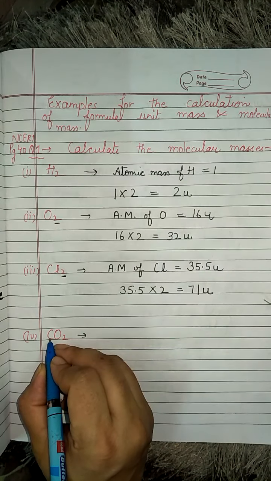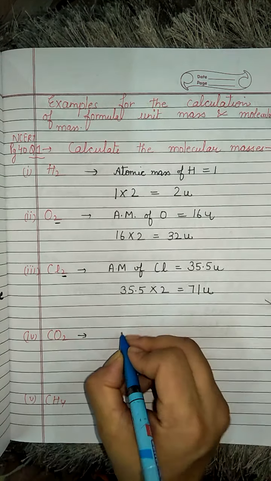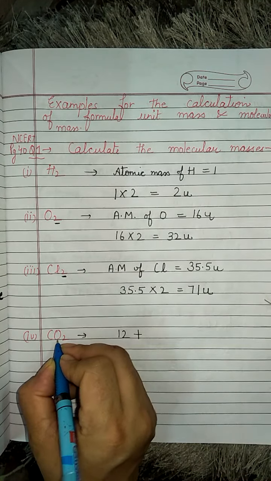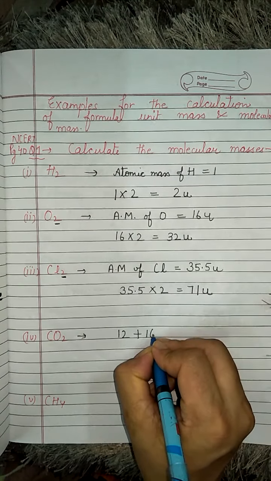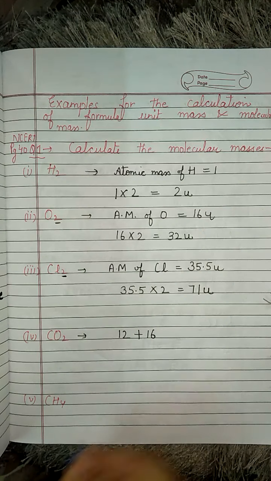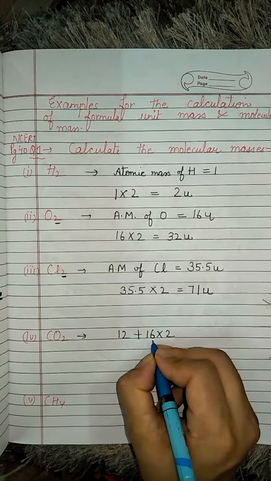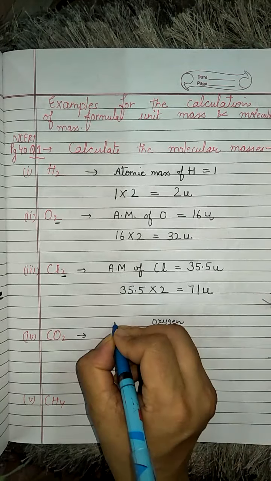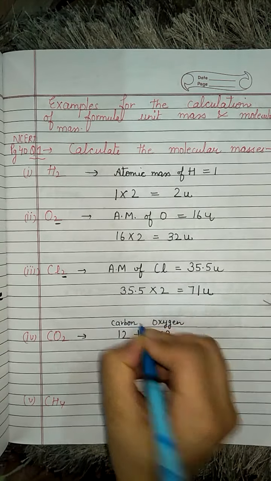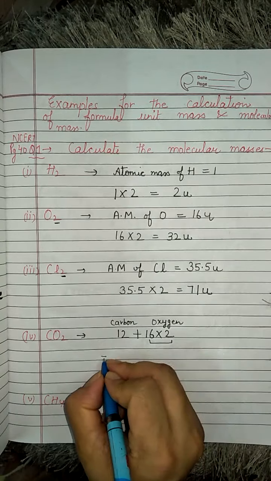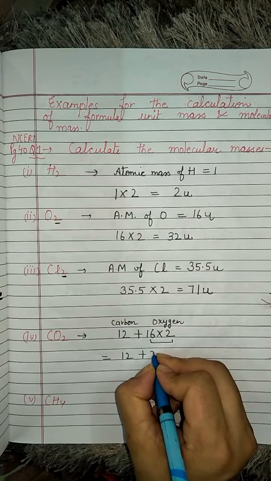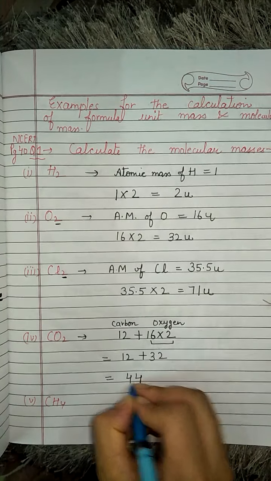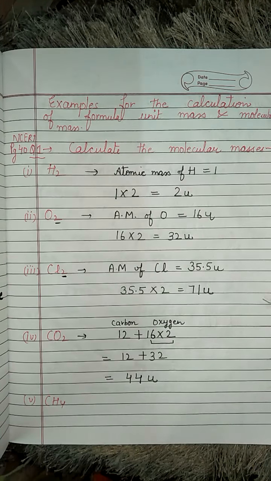Just see, atomic mass of carbon is 12 plus, next is oxygen, atomic mass of oxygen is 16. How many oxygen? Multiplied by 2. This is for oxygen and this is for carbon. When you multiply and solve it, 16 2s are 32, 2 2s are 2 plus 2 is 4, 3 plus 1 is 4, so 44 u.